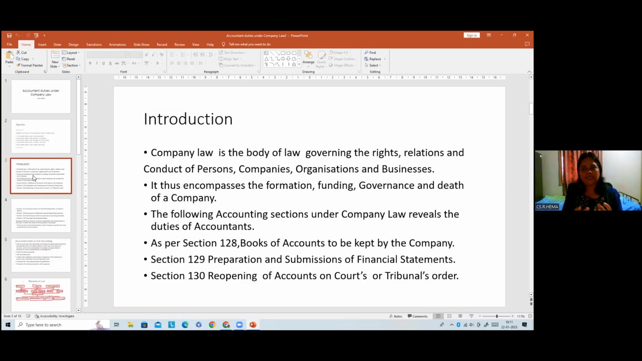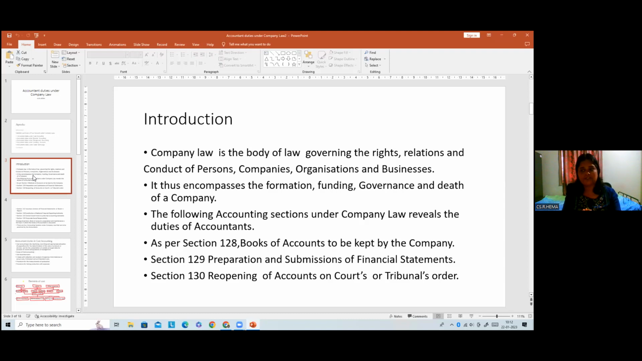We are going to see what duties an accountant does under company law. Our topic is the duties under company law. I have taken some important sections under the Companies Act, which are useful to you so that you can further your services through these sections.